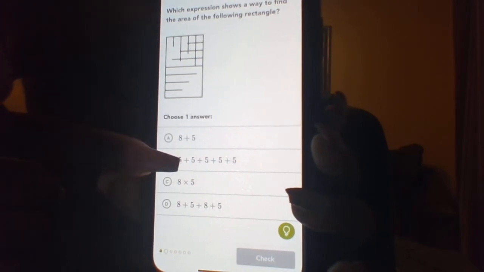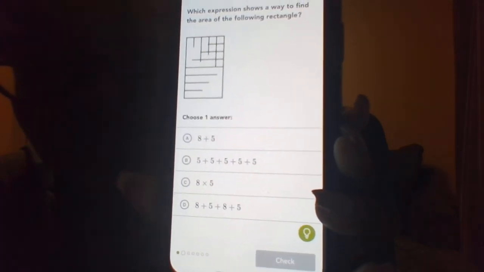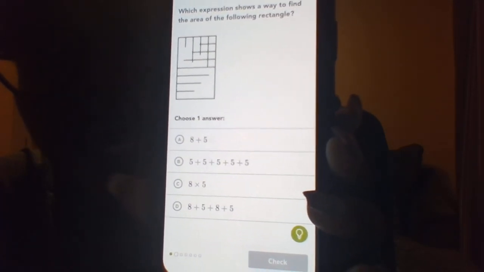In this one, we have 1, 2, 3, 4, 5. So 5 groups of 5, which is 25. So again, that's not going to be enough. We need 8 groups of 5. That's what this third option is saying. 8 times 5 is 8 groups of 5 or 5 groups of 8. So that third option works.